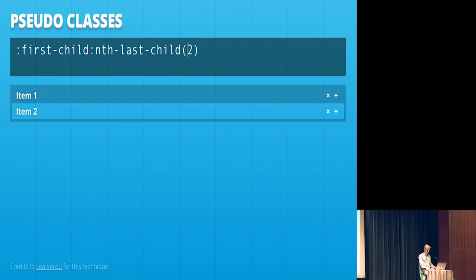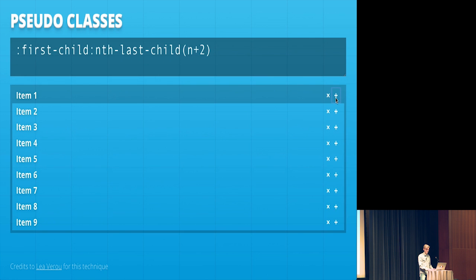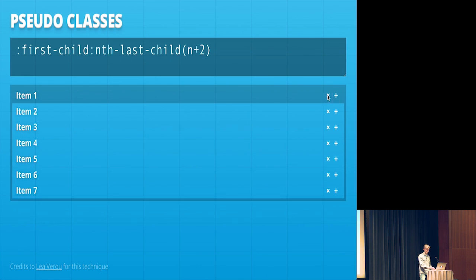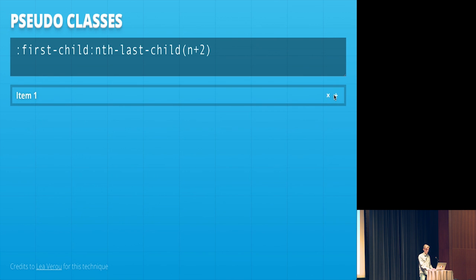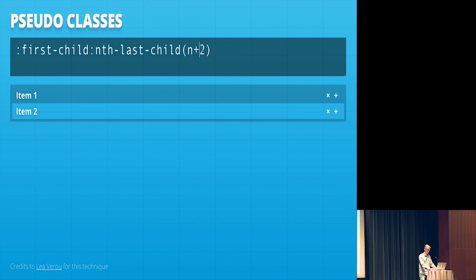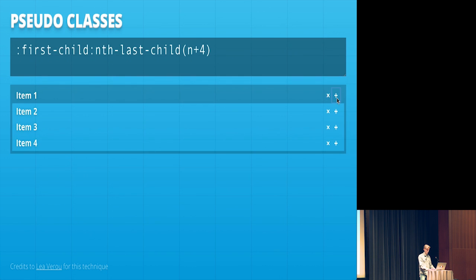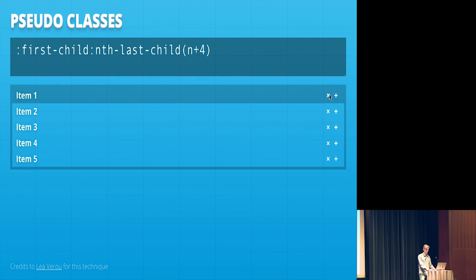Well, we can use the n value here. So just n plus 2, and now it selects the first child, which is also the nth last child, starting from 2. So if I now increase the number of the child elements, it's still selected. And once I go below 2, it's not selected anymore. And of course, we can put something like 4 here. So now when you have 4 or more elements here, it gets selected.